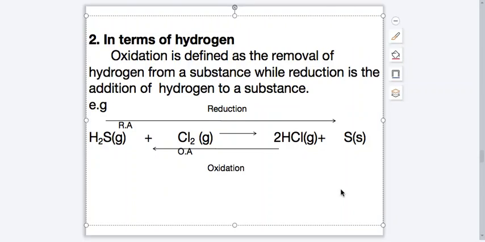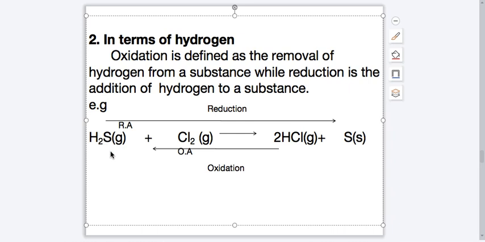Give 2 moles of HCl plus sulfur, that's S there. You can see here H2S becoming ordinary S has lost hydrogen. In that case, H2S oxidizes, while Cl2 gained hydrogen to become what? HCl. Gaining hydrogen means it has reduced.